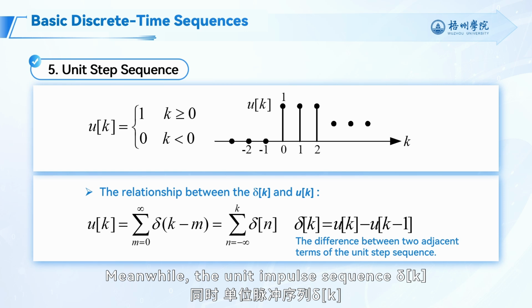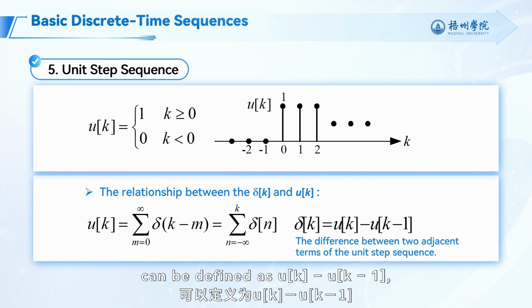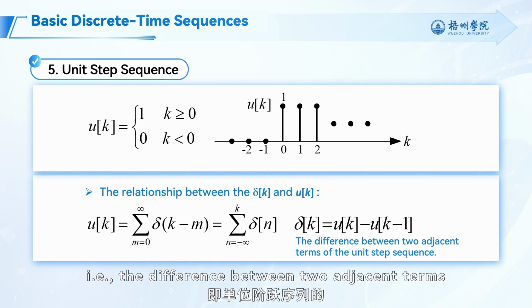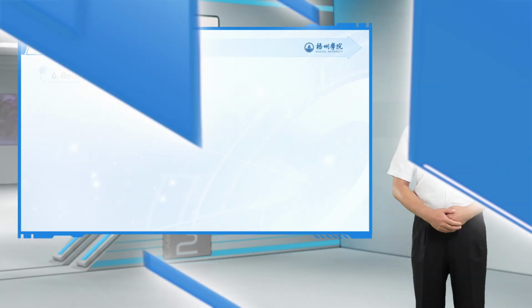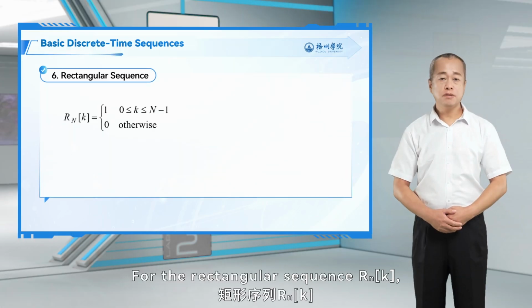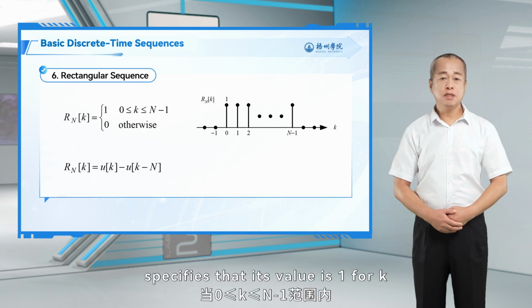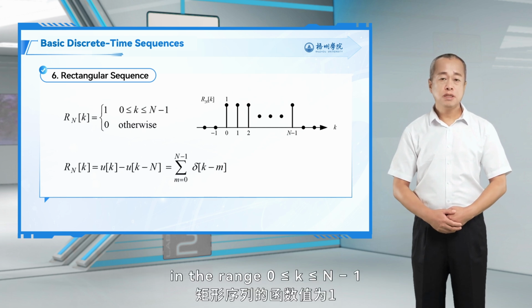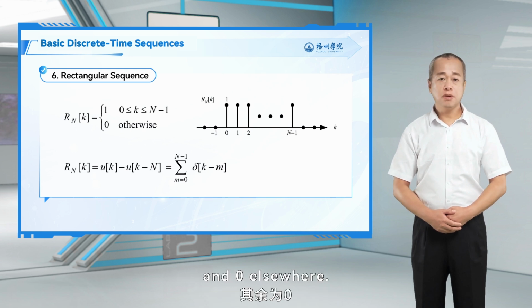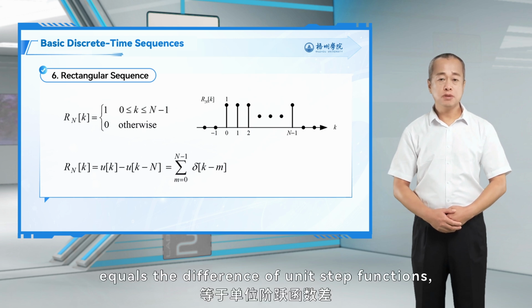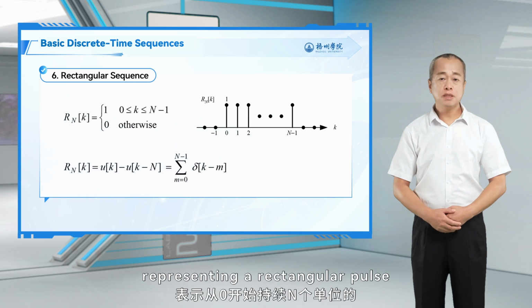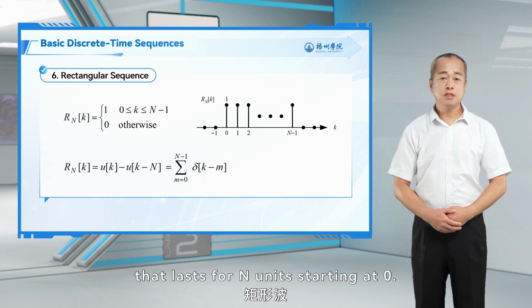Meanwhile, the unit impulse sequence delta[k] can be defined as u[k] minus u[k minus 1], i.e., the difference between two adjacent terms of the unit step sequence. For the rectangular sequence R_n[k], the expression specifies its value is 1 for k in the range 0 less than or equal to k less than or equal to n minus 1, and 0 elsewhere. A rectangular sequence R_n[k] equals the difference of unit step functions, representing a rectangular pulse that lasts for n units starting at 0.